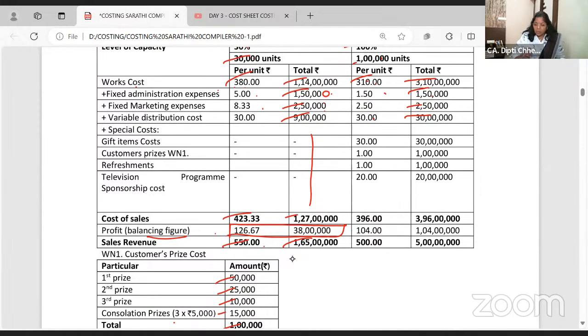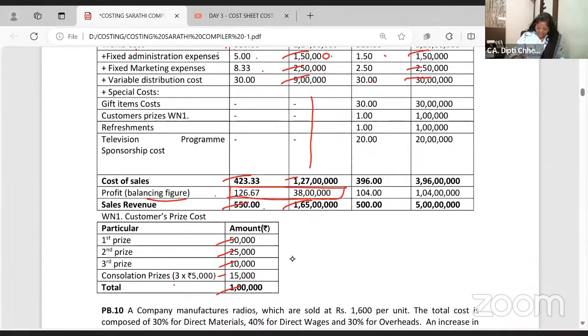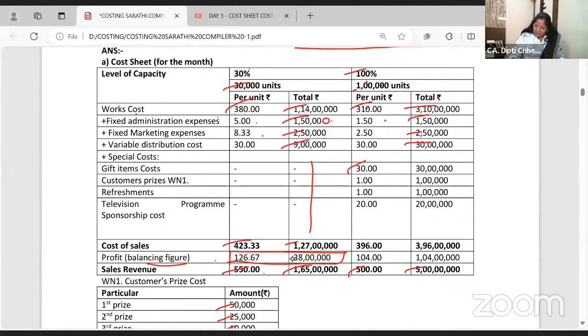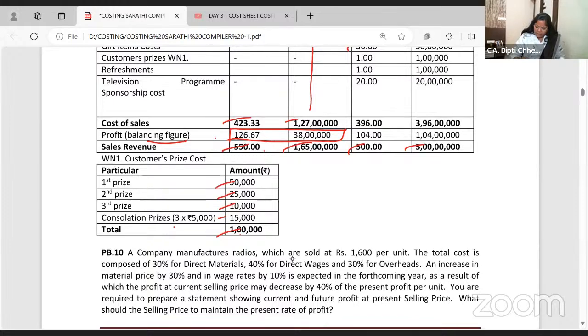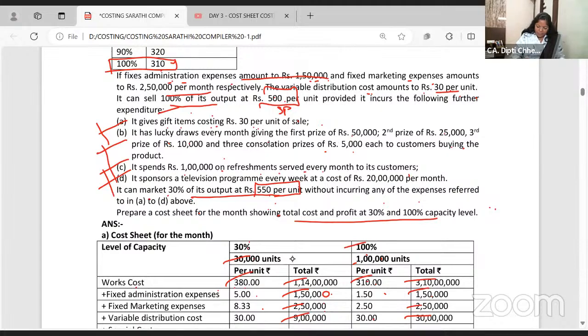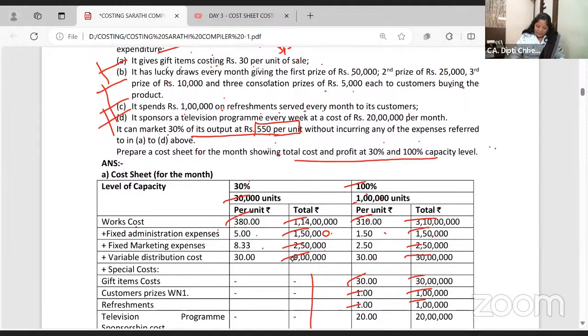Now, instead of 30,000, if you want to sell 1 lakh units, you will sell at 500. And you will incur all the expenses. You will give a gift of 30 per unit, so 30 per unit into 1 lakh, 30 lakhs. You will give prizes worth 1 lakh, so that comes to 1 per unit. You will give refreshments worth 1 lakh, 1 per unit.